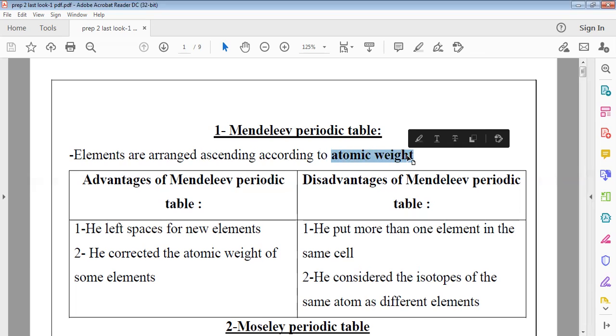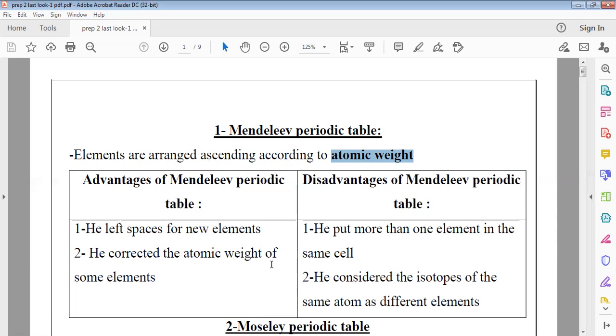What are the advantages and disadvantages of Mendeleev? Firstly, he left a space for new elements which may be discovered in the future. Of course this point counts as good. Number 2, he corrected the atomic weight of some elements which were discovered or estimated wrongly before.